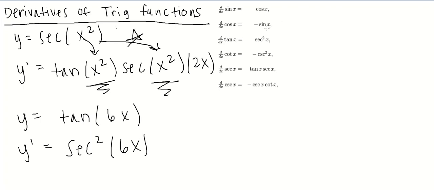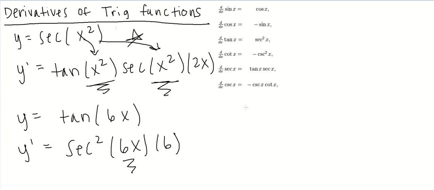A lot of kids will see x in the formula and just put down x every single time, but what x really represents is the inside function. So the derivative of our outside is going to be secant squared, and we kept the inside the same. Now chain rule says we multiply by the derivative of the inside, and the derivative of 6x is just going to be 6. So secant squared 6x times 6 is our y prime.